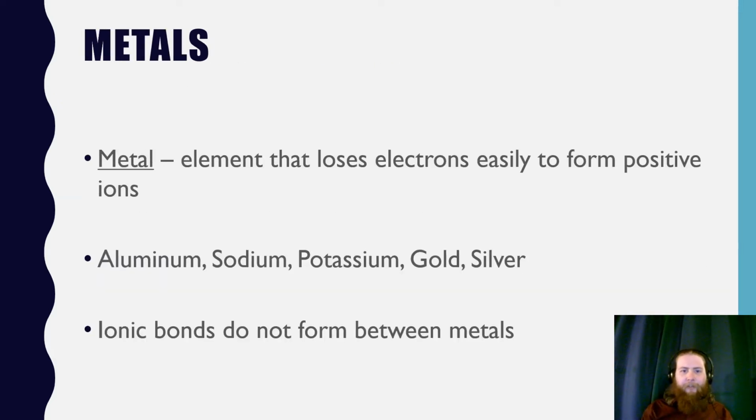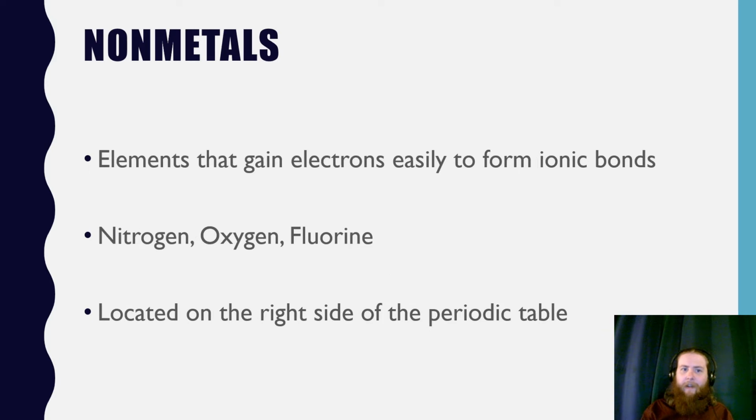Metals are a little special. A metal is any element that loses electrons easily to form positive ions. Things like aluminum, sodium, potassium, gold, and silver will all readily lose their electrons. We do not see ionic bonds forming between metals. Instead, we'll see metallic bonds.